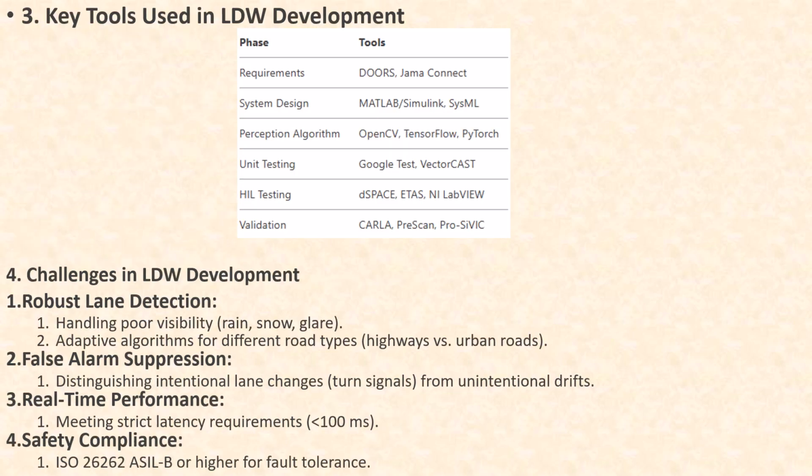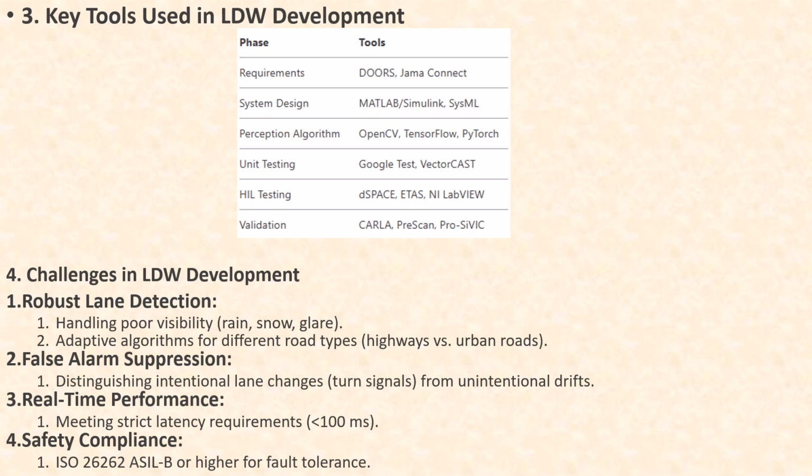Now what are the key tools used in LDW development? Okay, for requirements you use DOORS or Polarion. I'll be very honest with you, JAMA Connect is a very modern tool. I am not exactly sure where it is used, but DOORS and Polarion are very extensively used.